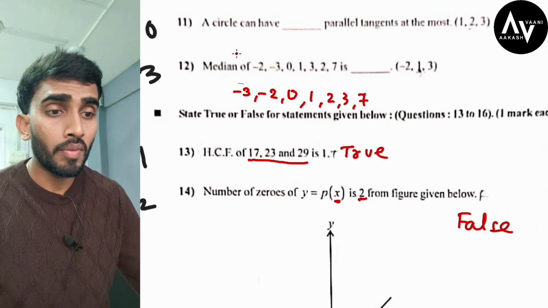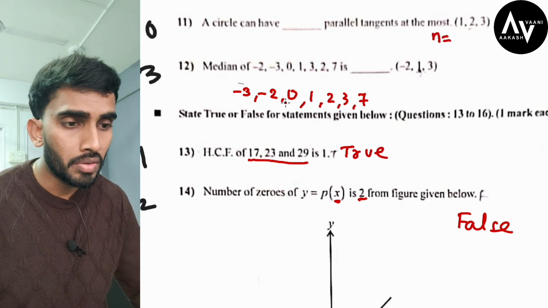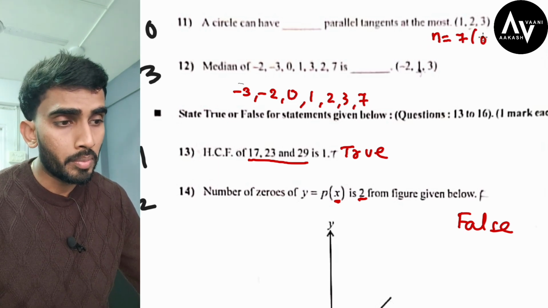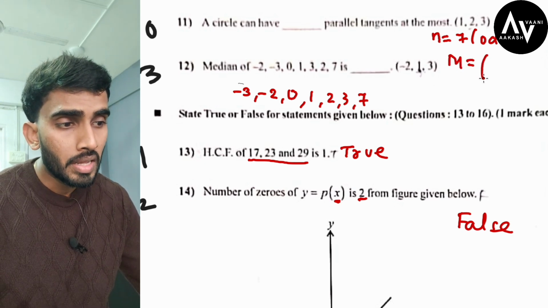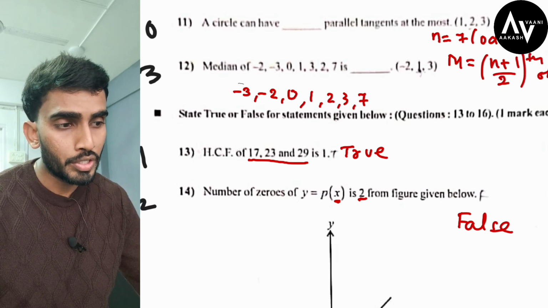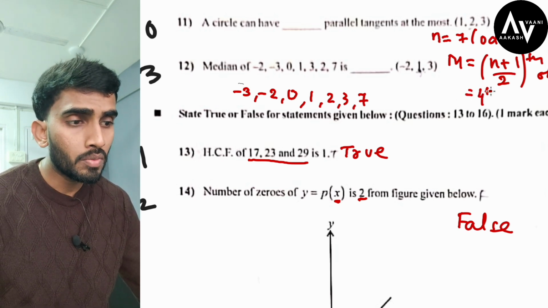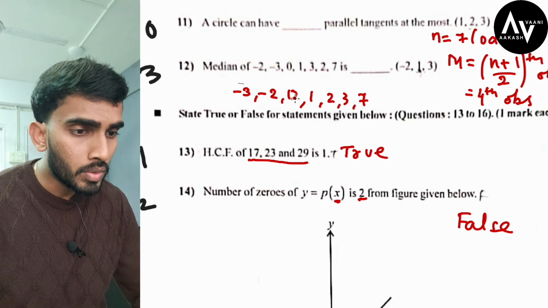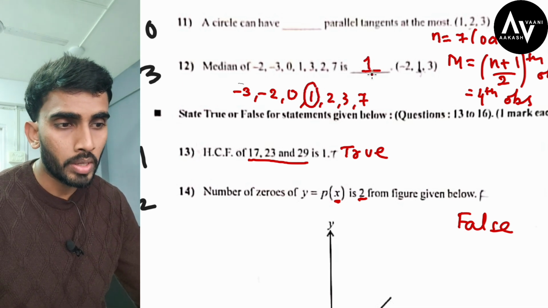Now to find the value of median, first we have to see what n is here. N means the number of entries. Here we can see there are 7 entries, which is an odd number. To find the median, the formula is (n plus 1) upon 2 observation. So n is 7, so 7 plus 1 is 8, and 8 upon 2 is 4. So we have to see what the fourth observation is in that ascending order. 1, 2, 3 and 4, the fourth observation is 1. As a result, the median is 1.